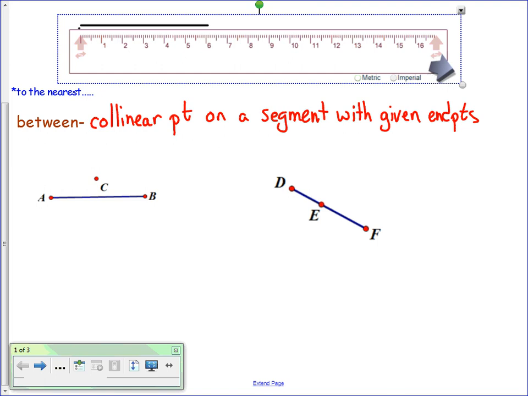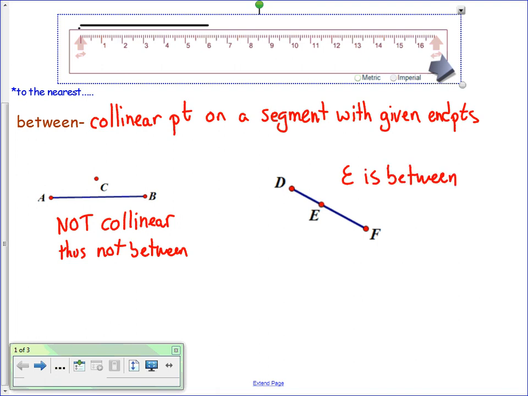So for example, C here is not on the line. So we say it is not collinear, and thus not between. Where here, E is on segment DF, so we will say that E is between D and F. And that's all that between means. It's on the segment.